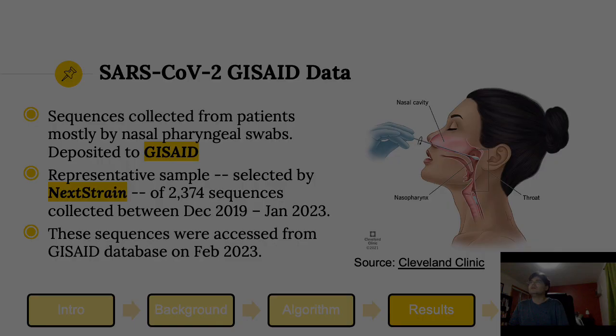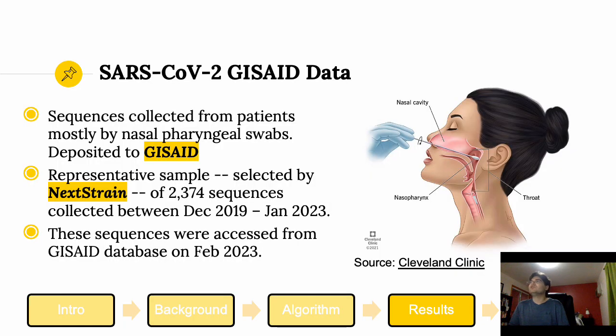Now let's discuss the SARS-CoV-2 GISAID data. Sequences were collected from patients mostly by nasopharyngeal swabs, as seen in the picture on the right. These were deposited to GISAID, which is a global database of such SARS-CoV-2 sequences. A representative sample, selected by Nextstrain, containing 2,374 sequences that were collected between December 2019 and January 2023. These sequences were accessed from the GISAID database in February 2023. This was the data that we used for our SARS-CoV-2 case study.